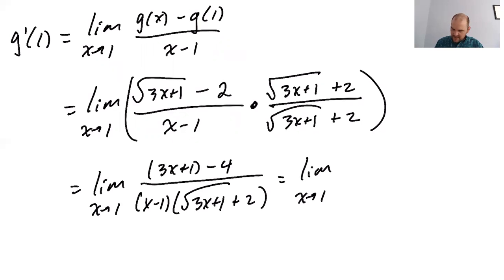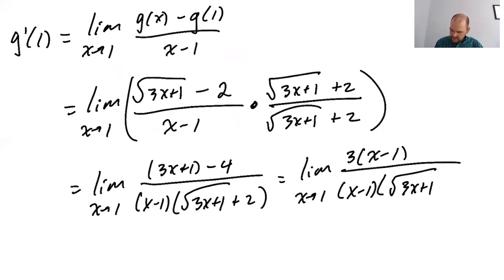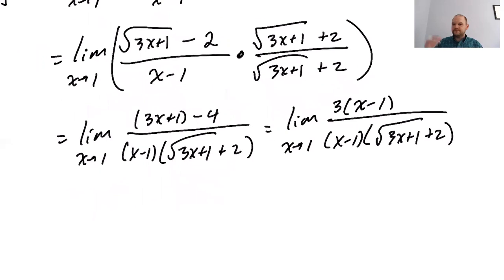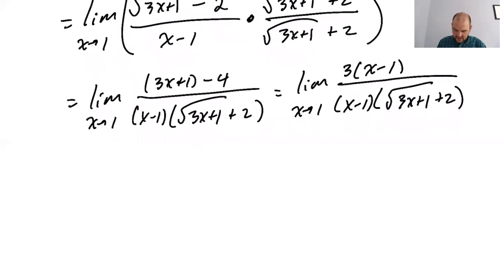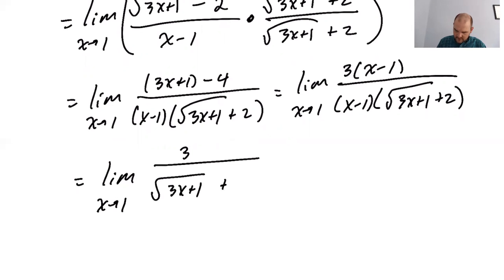So this is 3x minus 3. I'm going to skip a step. 3 times x minus 1 over x minus 1 times radical 3x plus 1 plus 2. Now we can cancel out that x minus 1 and the 0 over 0 is gone and we will get a result. So I'm excited about that. Limit as x approaches 1 of 3 over radical 3x plus 1 plus 2 equals, if I plug in 1, I get square root of 4, which is 2. I get 3 over 4.